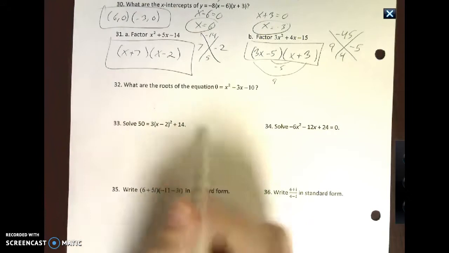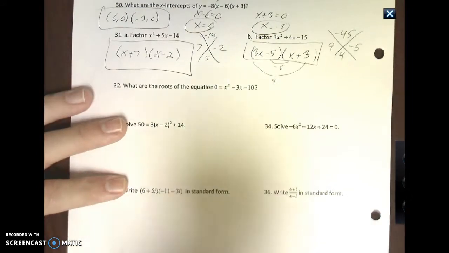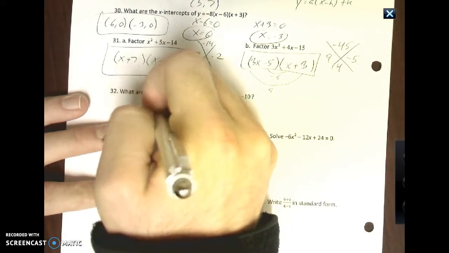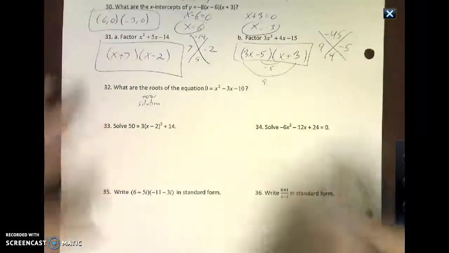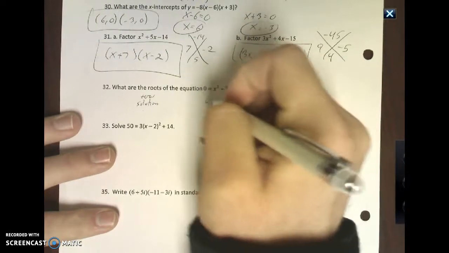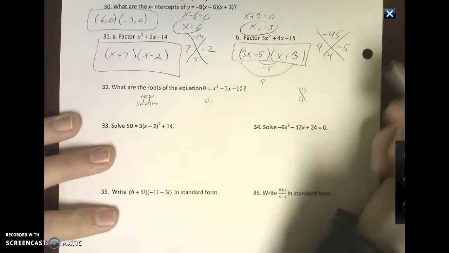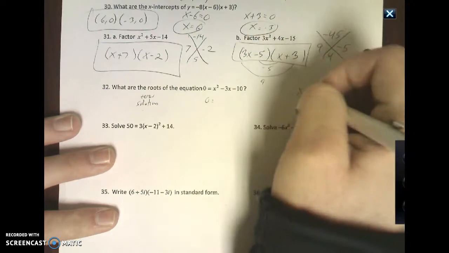What are the roots of the equation 0 equals x squared minus 3x minus 10? Root stands for zeros, solutions, whatever you want to look at. So I can go ahead and factor this one. What numbers multiply to give me negative 10 but add up to negative 3? You're looking at negative 5 and positive 2.